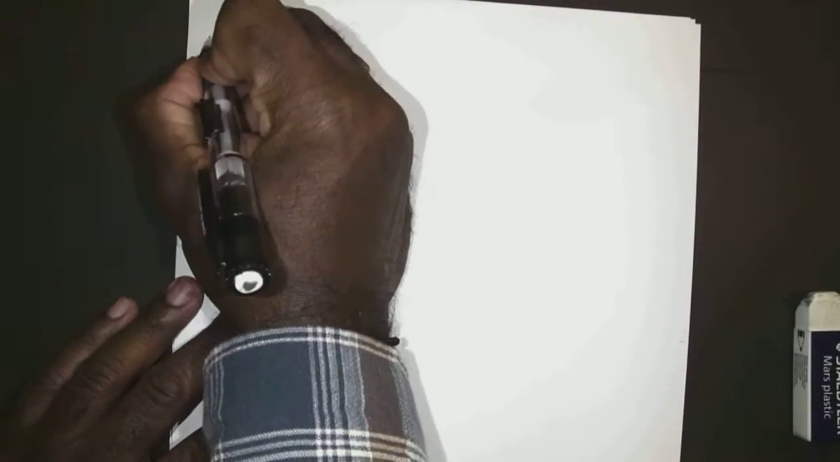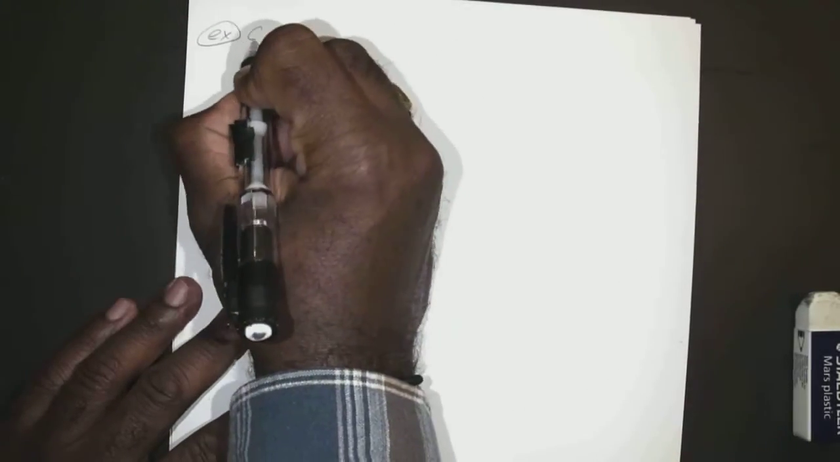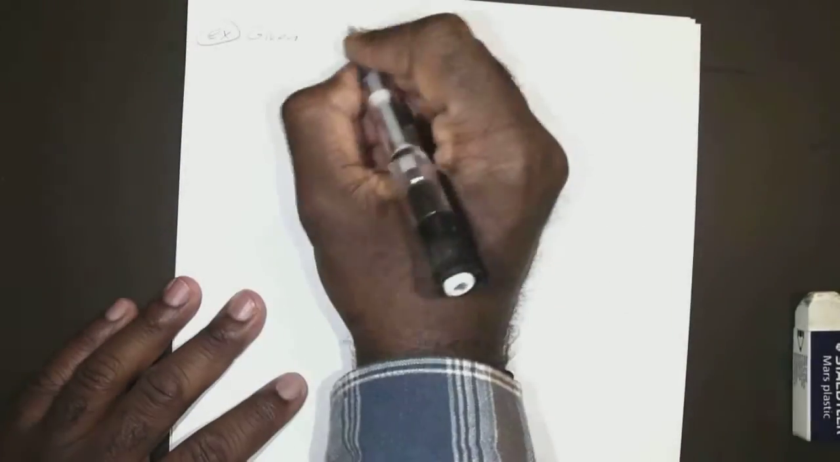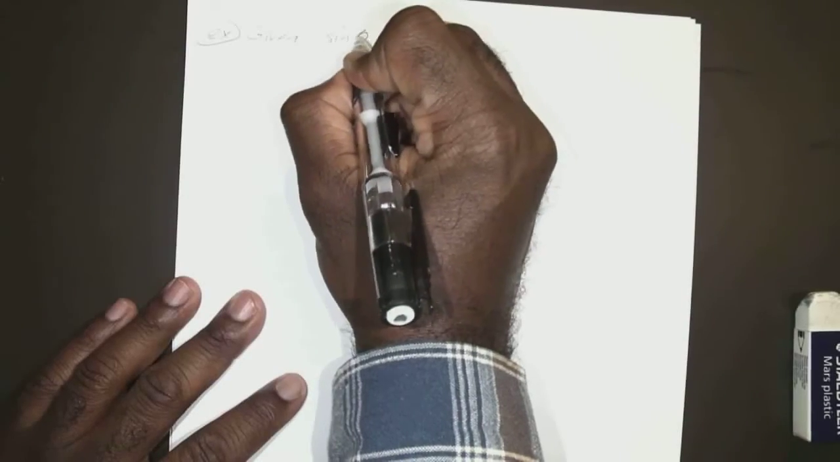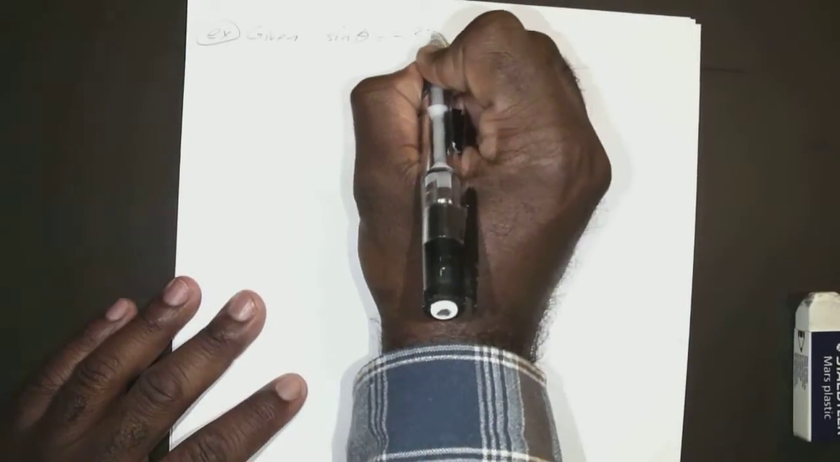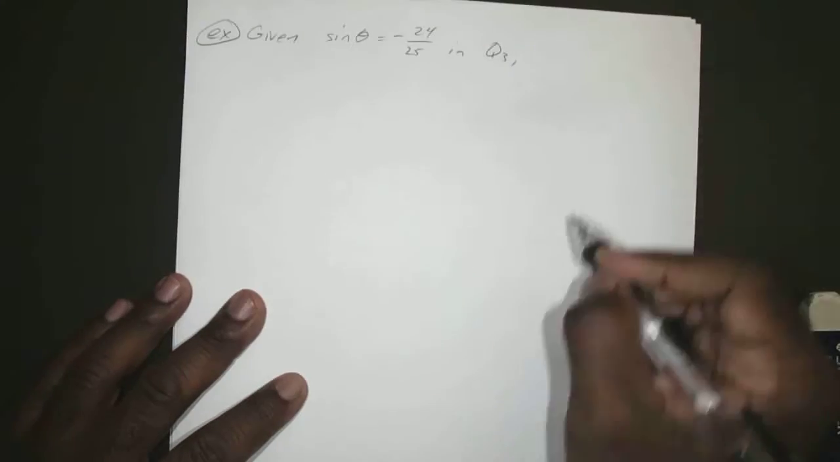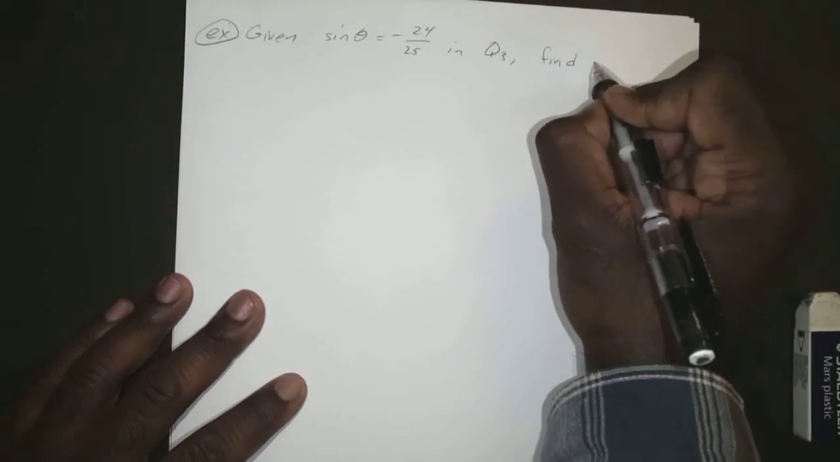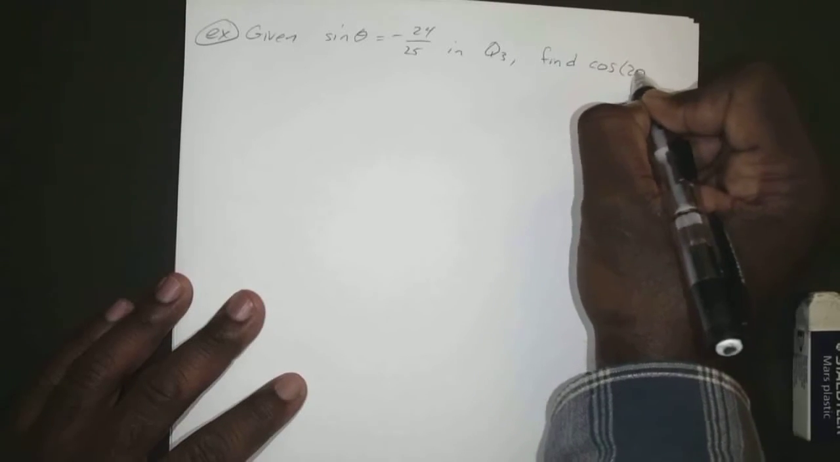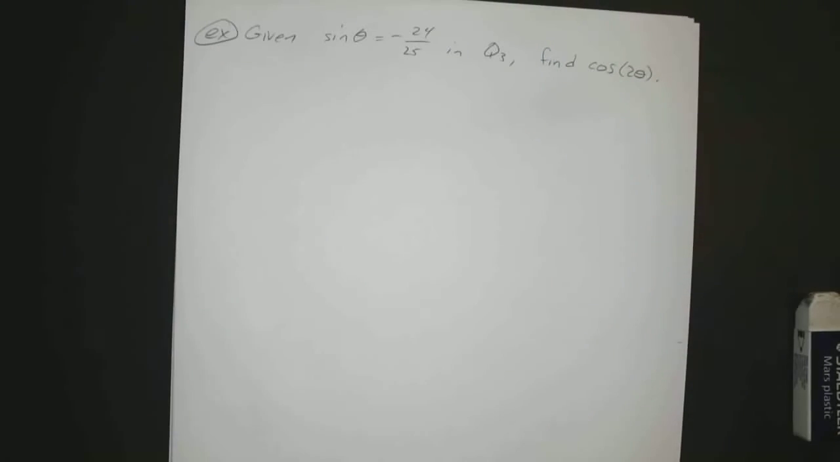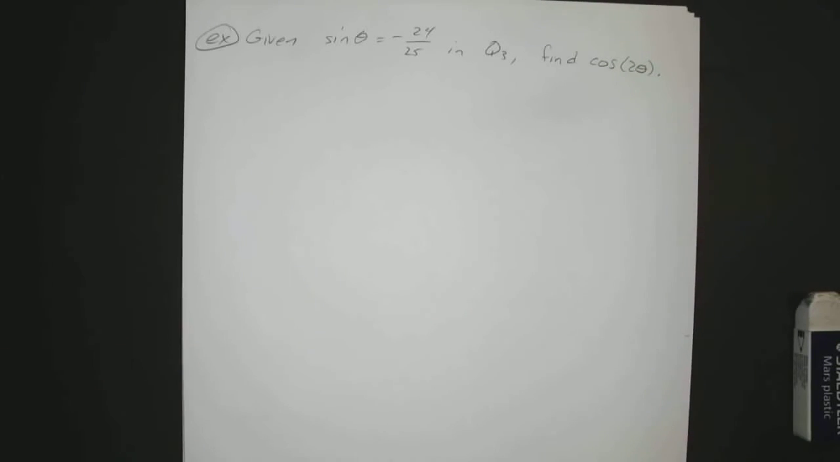Okay, so let's say, for example, if we are given sine of theta equals negative 24 over 25 in quadrant 3, and we want to find cosine of 2 theta. Well, actually, you can only do it with cosine, so it's not really a shortcut you can use on the sine. And the only reason you can do it with cosine is because cosine has so many different double angle formulas.